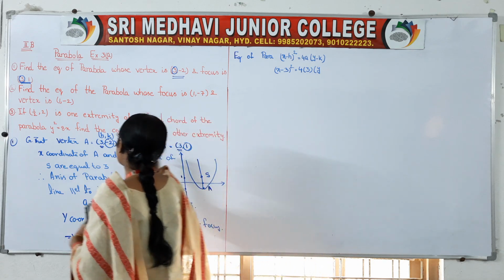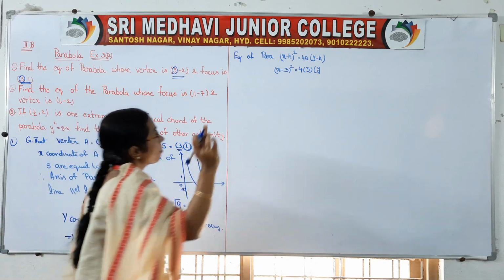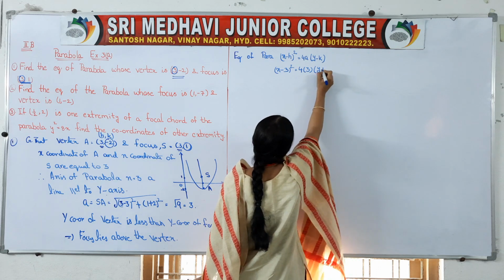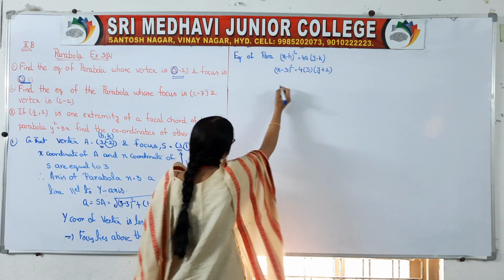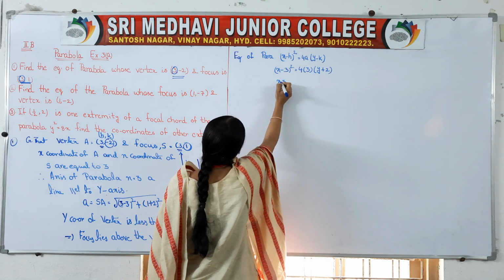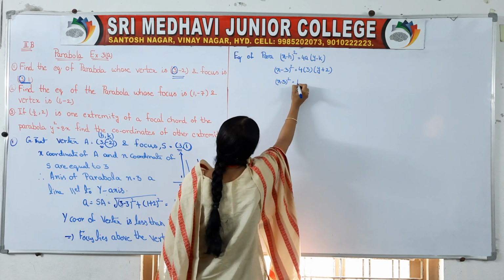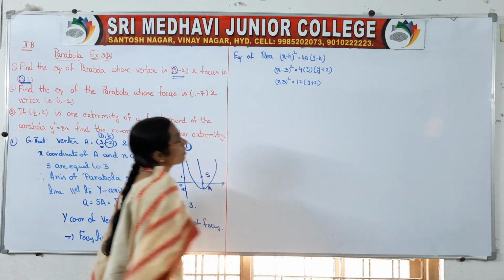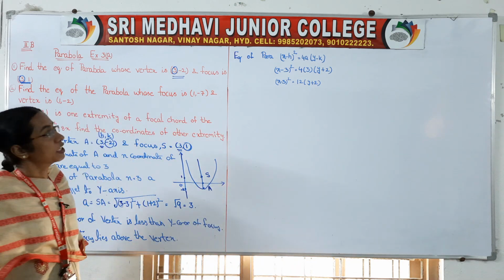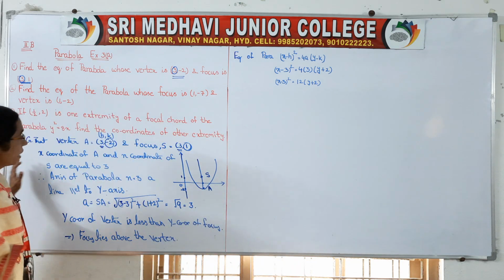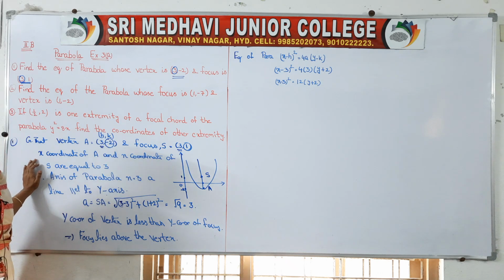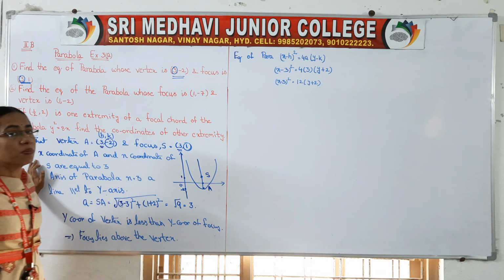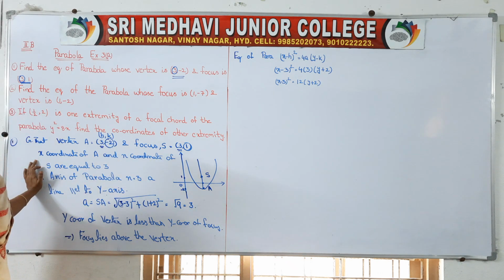And what is your k value? It is minus 2. Minus of minus is plus 2. Okay, so it is (x minus 3) whole square equals 12 into (y plus 2), which is the required parabola equation. Okay, so a little bit tough problem. Actually in 2 marks problems only we have to apply the brain more.